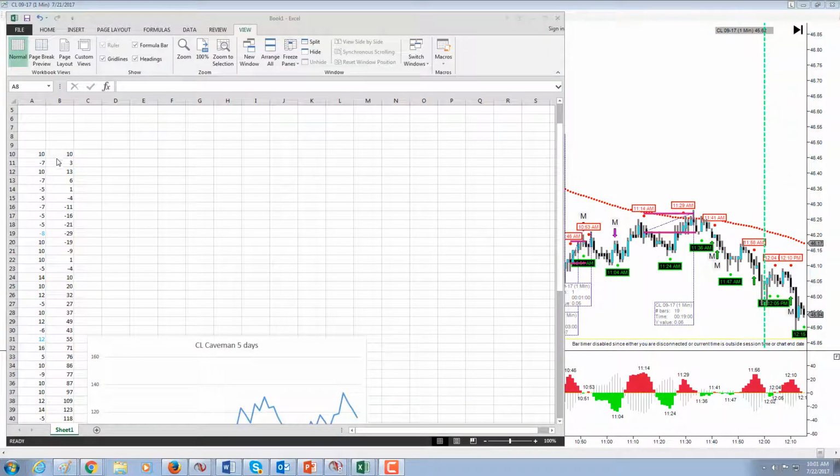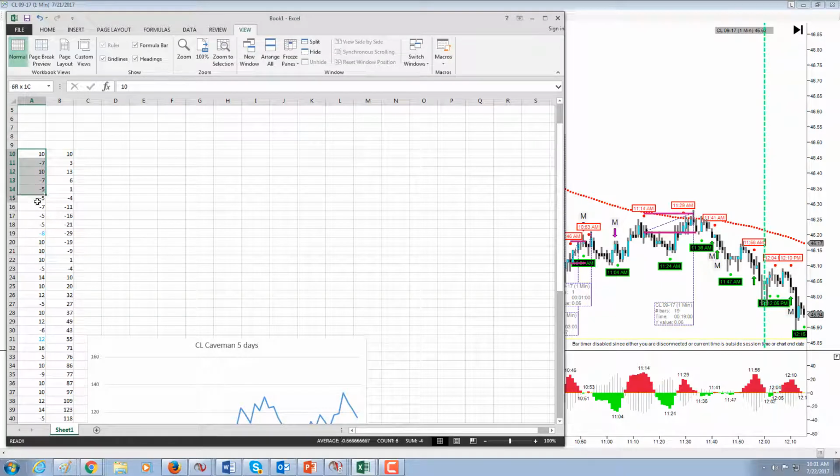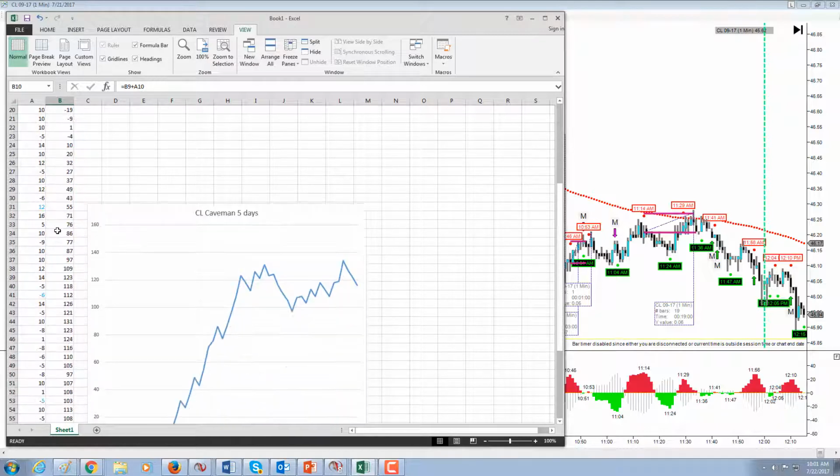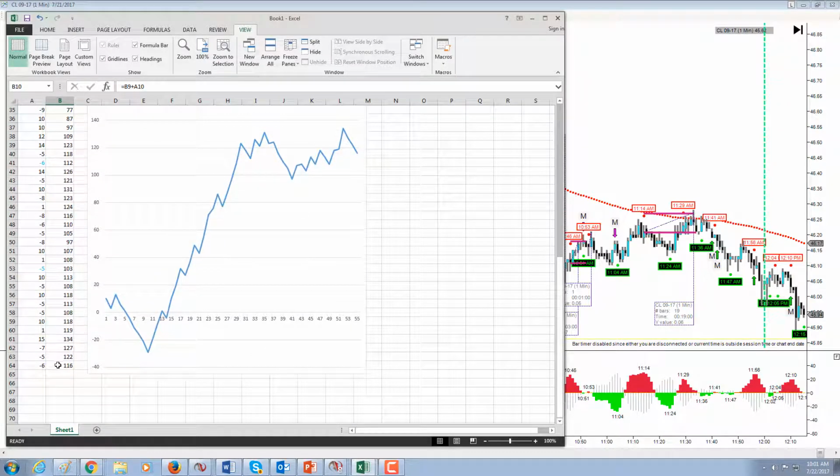Okay, so what does that look like at the end of a week? Well, when I punch all those numbers into an Excel sheet and then I start to add them up, at the beginning of the week there was nothing, and then at the end of the week we finish with a hypothetical net, and this is all hypothetical, of 116 ticks.